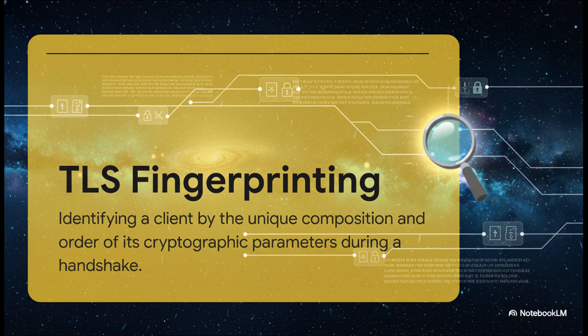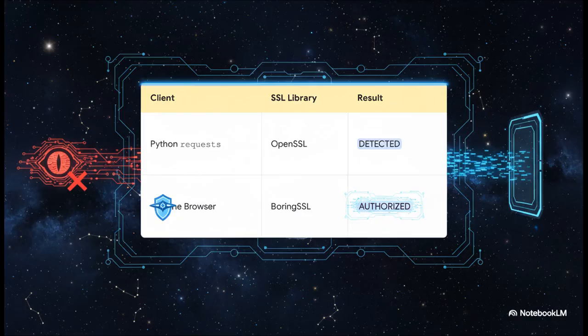Before a single byte of your HTTP request is even sent, your script sends out a little packet called a client hello to start a secure connection. This packet is basically a list of all your crypto capabilities, like which cipher suites you support, what TLS versions you can handle, and so on. The exact combination of these parameters, and this is the really critical part, the order they're listed in, creates a completely unique fingerprint. And this slide right here shows you exactly why this is such a big deal.